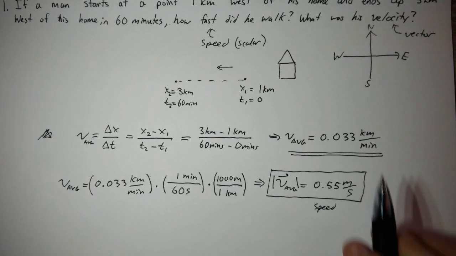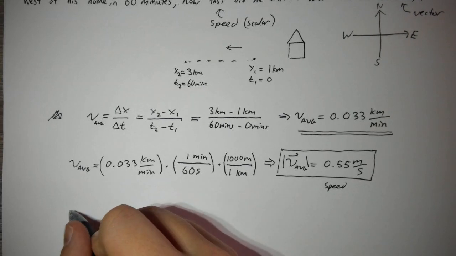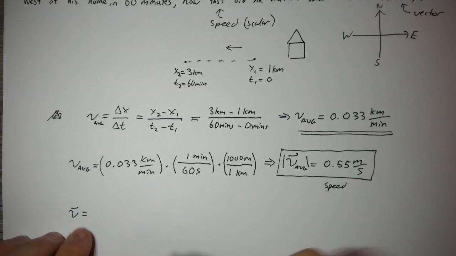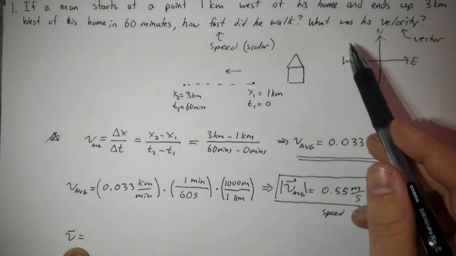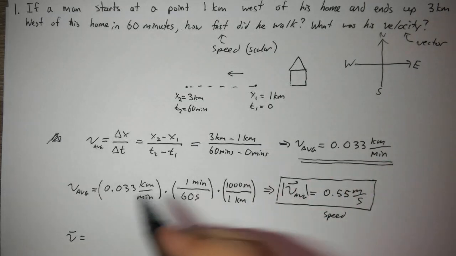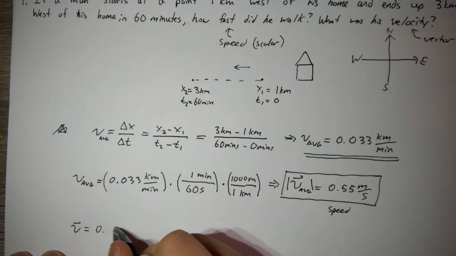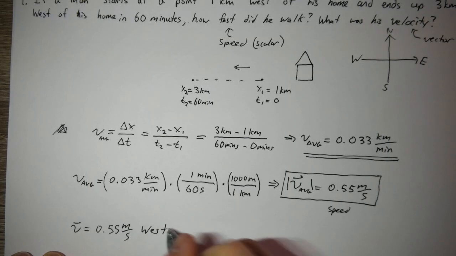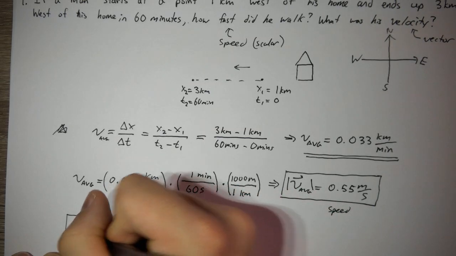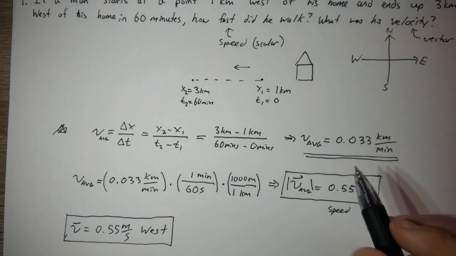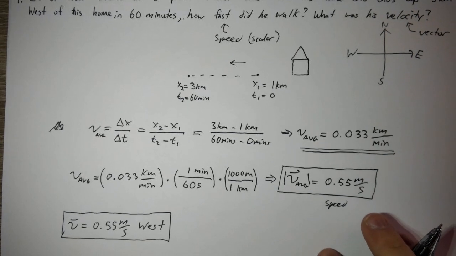But now let's find the velocity. And this question is simple because it gives us the direction. He walked west. So the velocity would simply just be 0.55 meters per second west. And it's that simple. Sometimes it's not always that simple, but this one, it just explicitly tells us what the direction is.